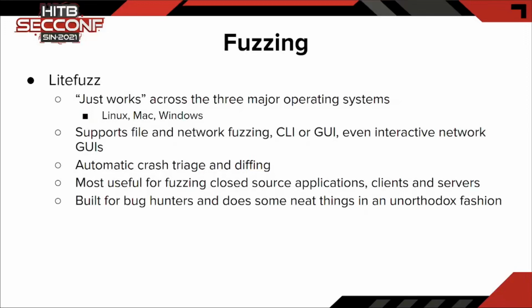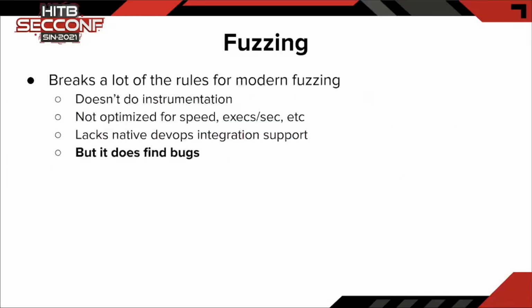I'll go over some of the trade-offs as well, but it does some pretty neat things in unorthodox fashions. It breaks a lot of the rules of modern fuzzing. It doesn't do instrumentation. That was not a goal of the project. Again, AFL++ is great at that. Other frameworks are too. It's not meant for speed. Instrumentation is going to give you a lot of the speed, and different kernel tricks or OS tricks that AFL employs. It's not meant for that. It is meant to cover a ton of different domains and work cross-platform.